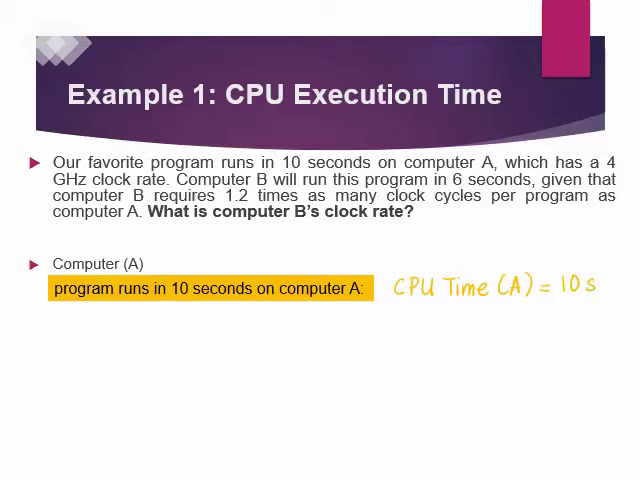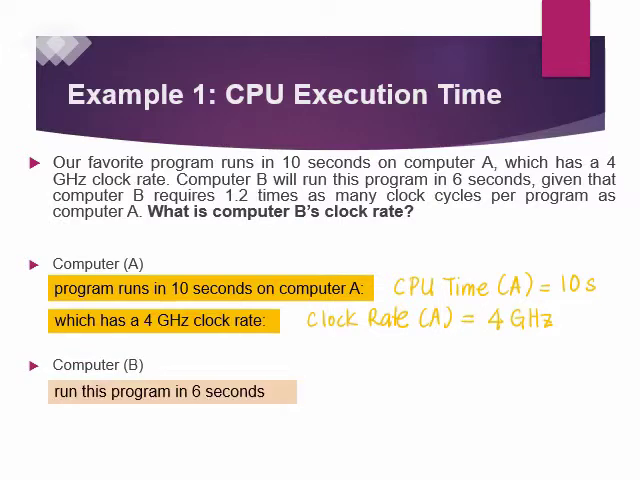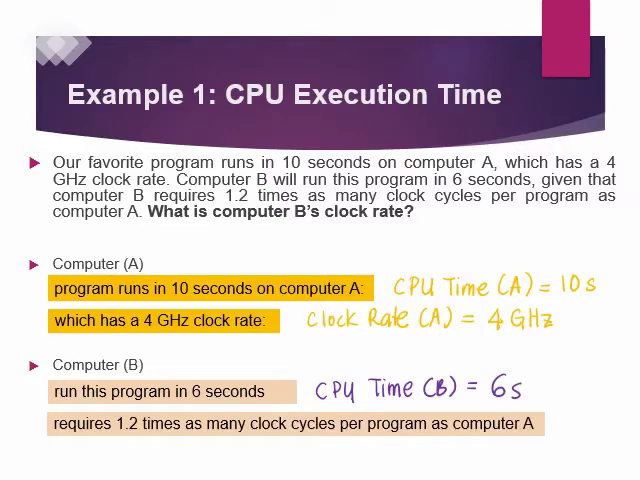Okay, move on. Which has a 4 gigahertz clock rate. And this is straightforward. Clock rate A equals 4 gigahertz. I think that's it for computer A. Okay, how about computer B? We'll run this program in 6 seconds. So is that CPU time B, right? And then, given that computer B requires 1.2 times as many clock cycles per program as computer A.